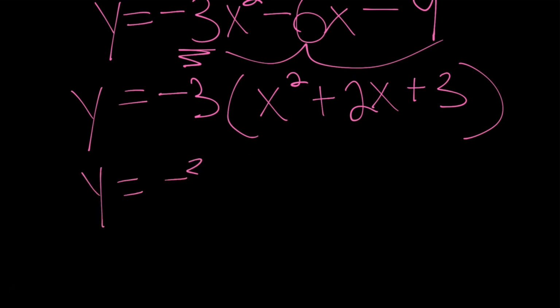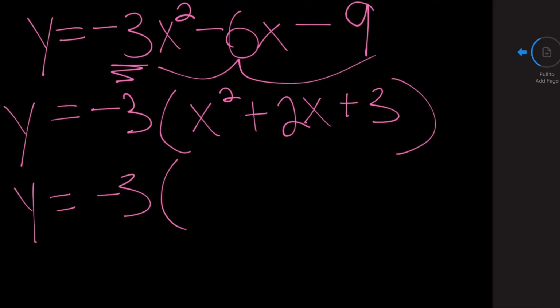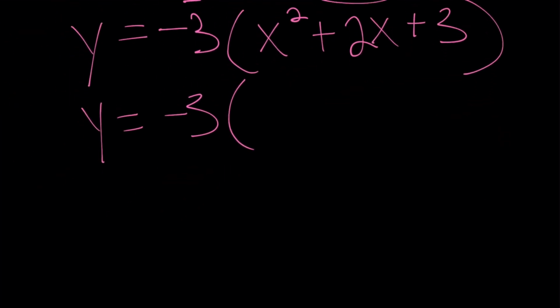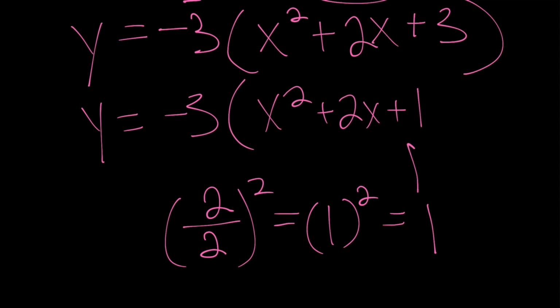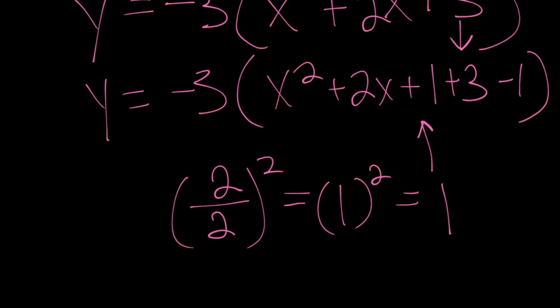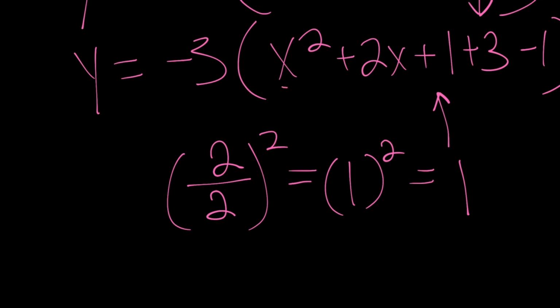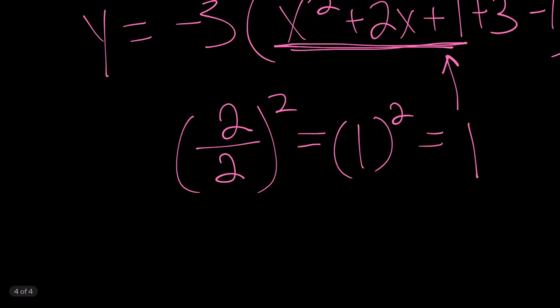So we're going to do negative 3. So first we're going to take the 2, we're going to divide it by 2, and we're going to square it. So 2 divided by 2 is 1, and 1 squared is just 1. Okay, so x squared plus 2x plus 1, we're going to add the 1 in, and then we're going to bring down this number that we had, and we're going to subtract 1, so we keep the equation neutral, so we don't do anything to the equation itself. So I can turn this into a binomial, okay?